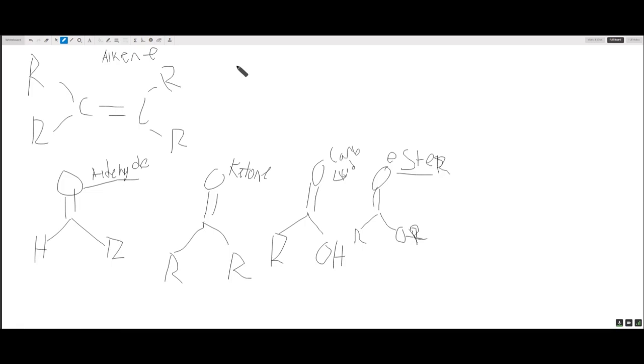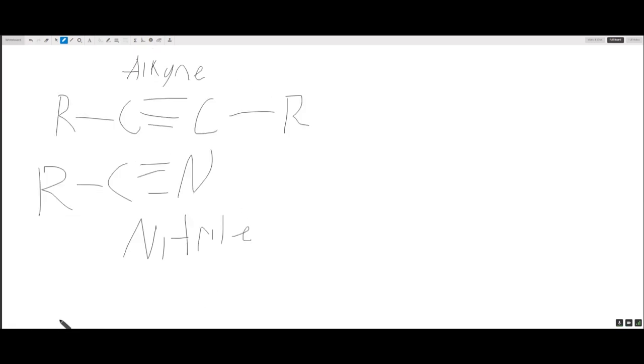And then we have amide. We'd have amide here, but I've shown you that earlier. And then for the triple bond, we have alkyne and nitrile. Those should be the most common functional groups you'll see, and that will be the easiest for you to remember.